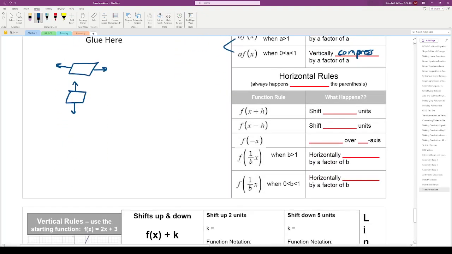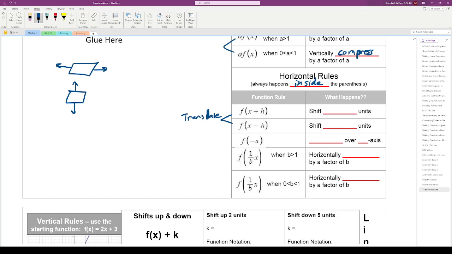Horizontal rules happen inside the parentheses. So all of these changes, f of something, it's changing the x part, not the whole thing, not the f of x part. So these are, again, our translations. So h is our letter for translating. I like that one because it stands for horizontal. It has more meaning to me than the k one we did above.